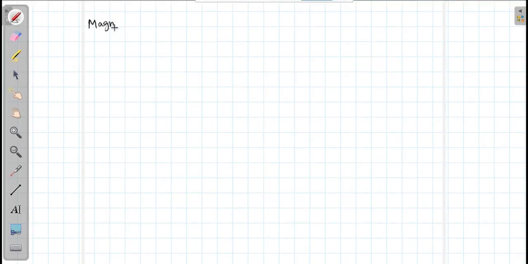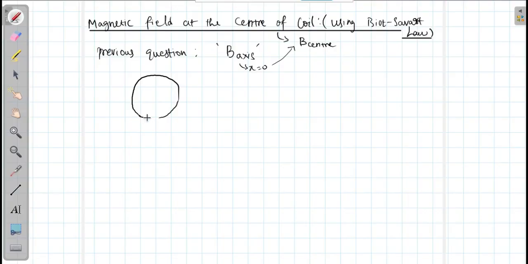The magnetic field at the center of the coil. We have a circular coil, and the current is flowing in this direction, clockwise. At the exact center O, what is the magnetic field we are going to find?